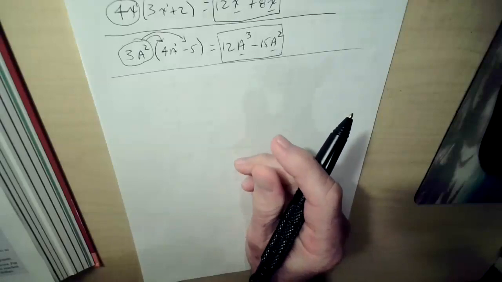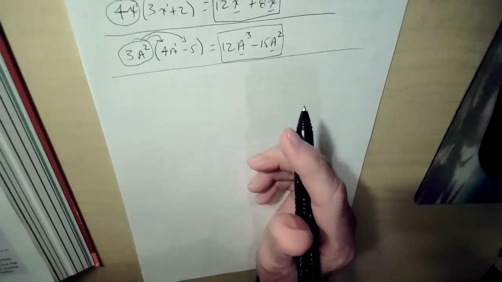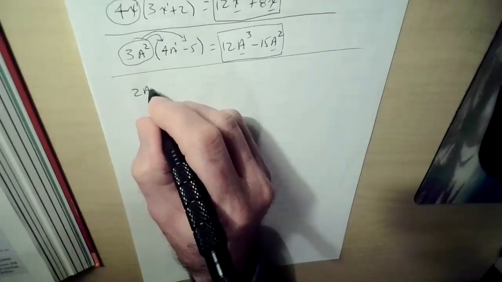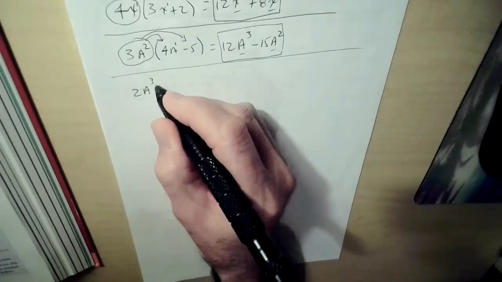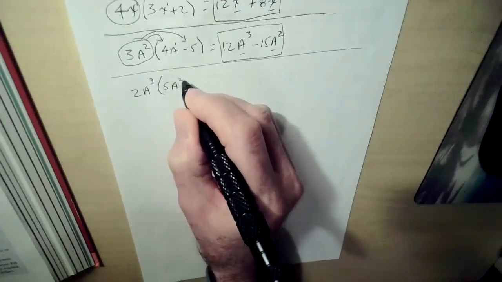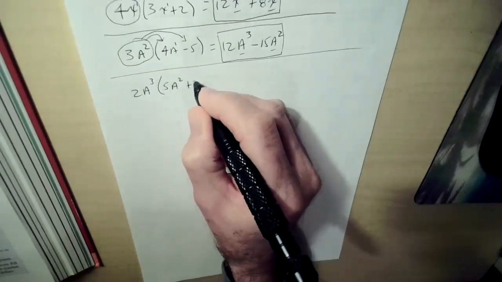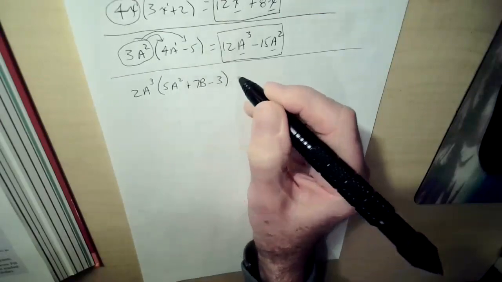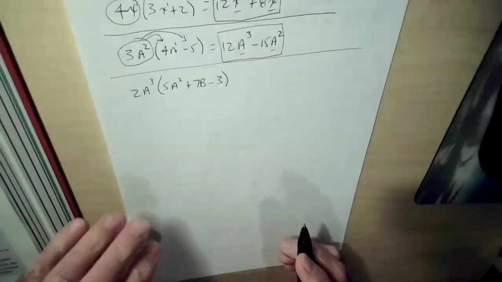Now these problems don't get any more difficult, they just get longer. And here's a prime example. 2a cubed times 5a squared plus 7b minus 3.